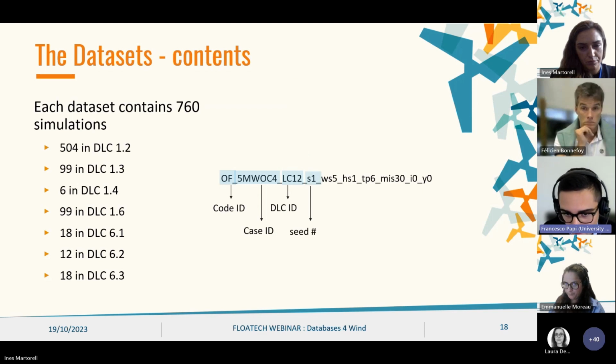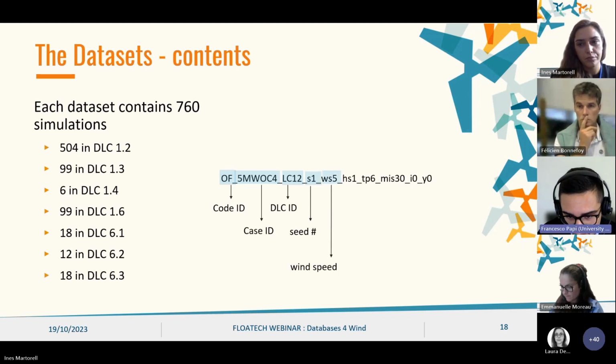Then we have the turbulent wind and wave seed number. All the simulations have a different seed number so that we are ensuring that we are simulating enough environmental conditions to attempt to reproduce the long-term statistical behavior of these test cases.